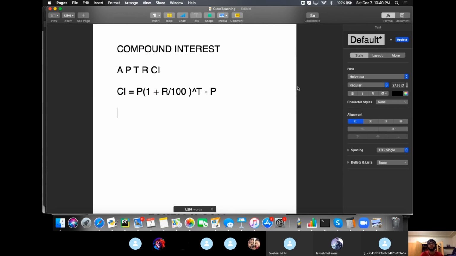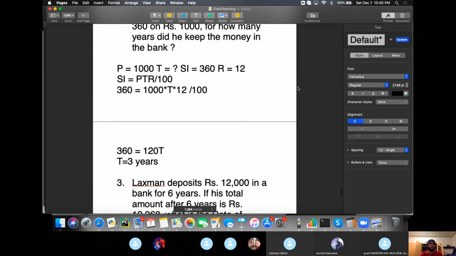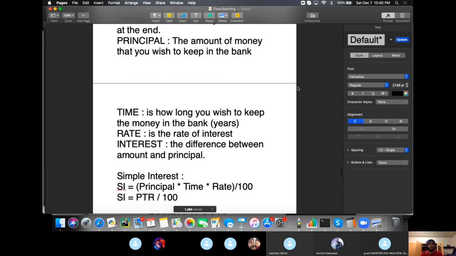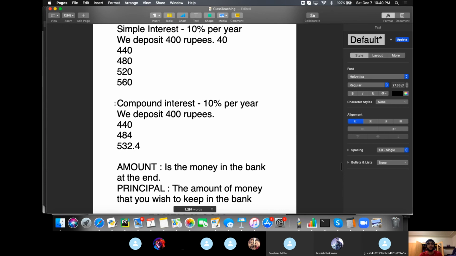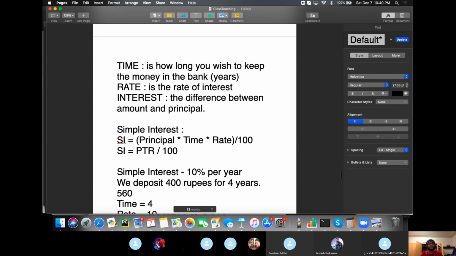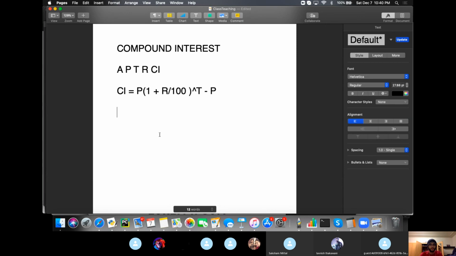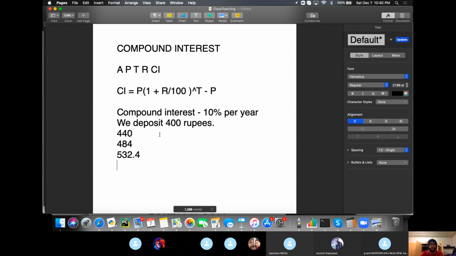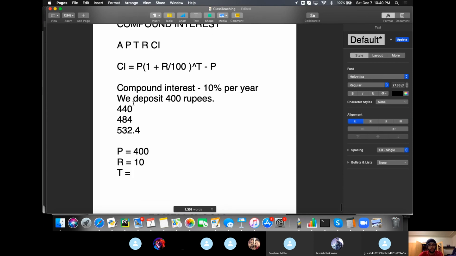So let's try to do a simple problem. As always, let's do the problem where we have actually done it before. We'll do this one first, and then let's see if the formula actually works. In this case, what is our principal? Principal is 400, rate is 10, time is how many years? 1, 2, 3 years. That's all we need, right? Okay, so now let's calculate compound interest.